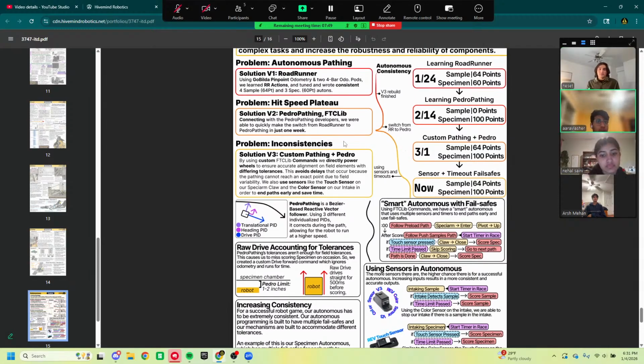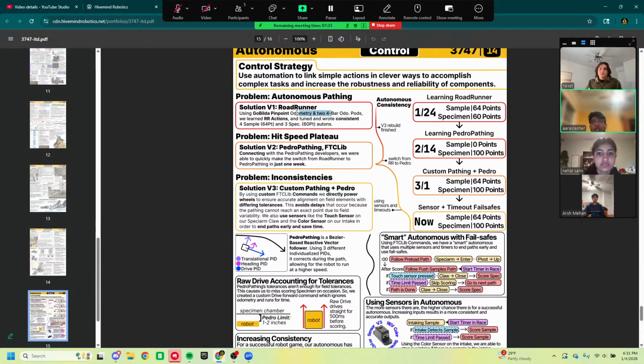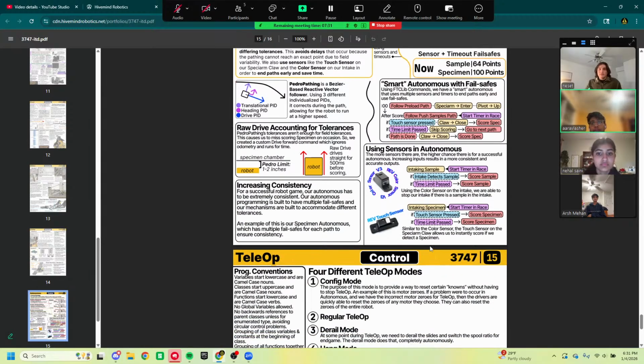For control, the most important thing is talking about how you optimized your teleop and your autonomous as much as possible using these sensors, and again with your custom pathing in your Pedro versus Roadrunner.